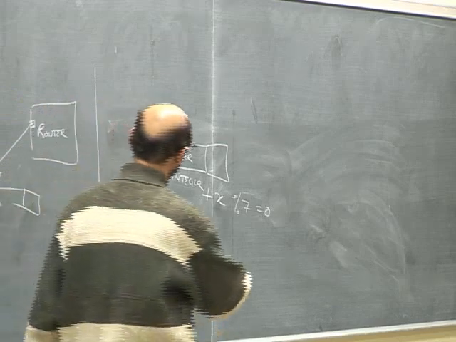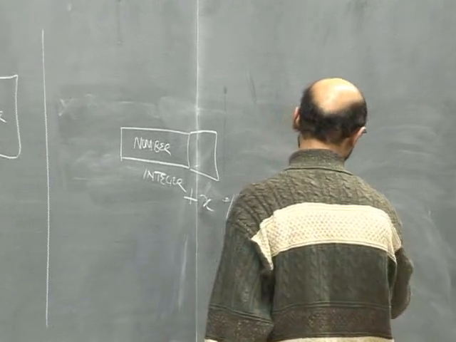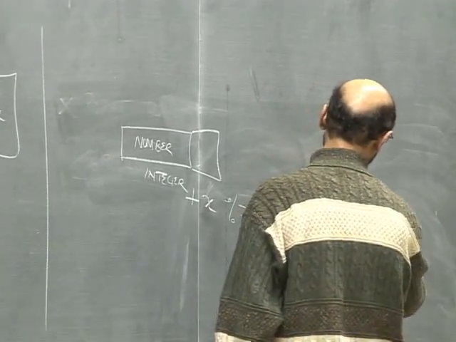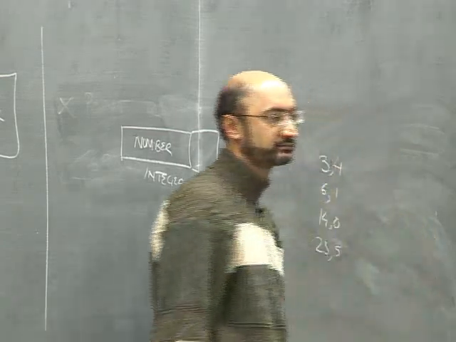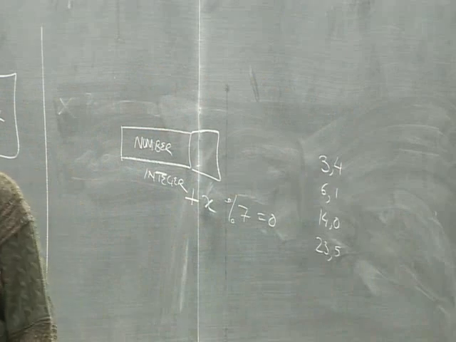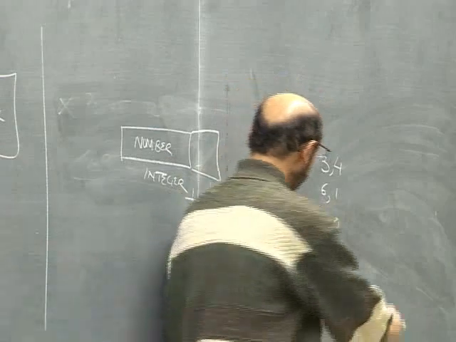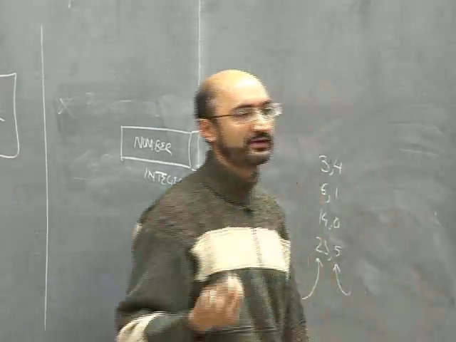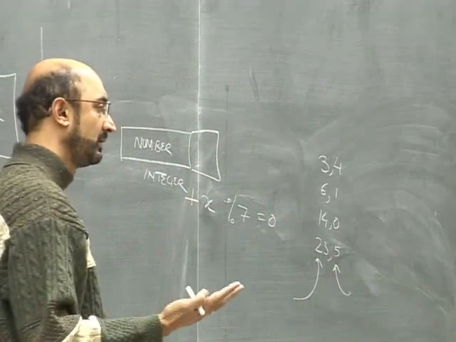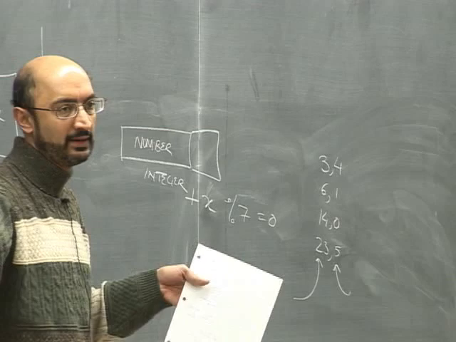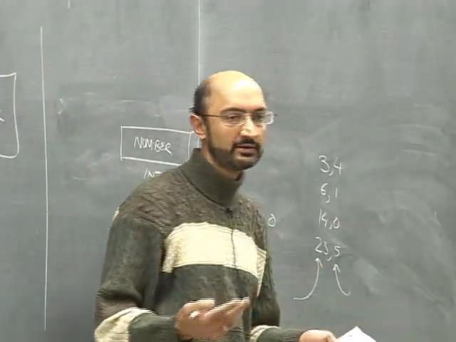So if you want to send 3, you actually send 3, 4. If you want to send 6, you send 6, 1. If you want to send 14, you send 14, 0. If you want to send 23, you send 23, 5, and so on. As you can see, this part over here is the data, and this additional information is redundant, extra information. However, what the receiver has to do is simply check that the total sum is a multiple of 7. If it is, it looks okay. If it isn't, then something went wrong.